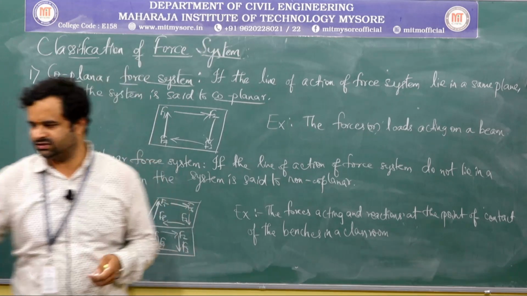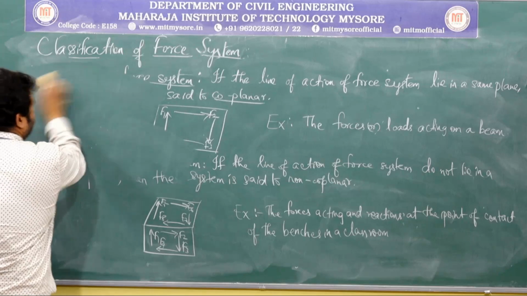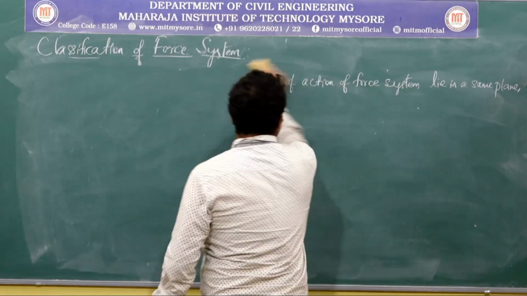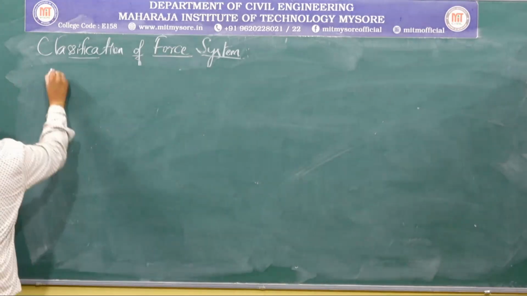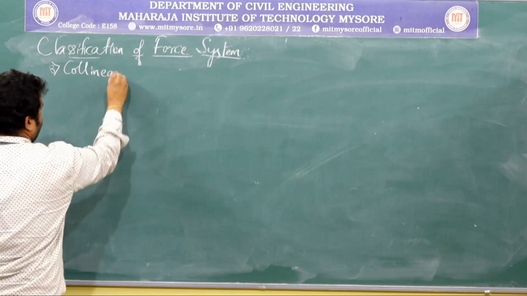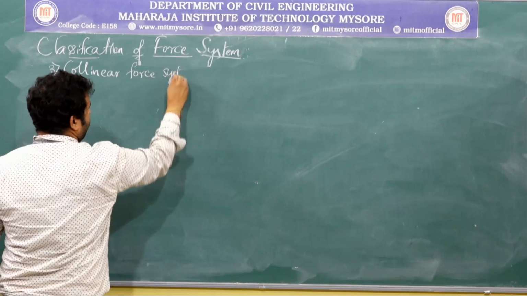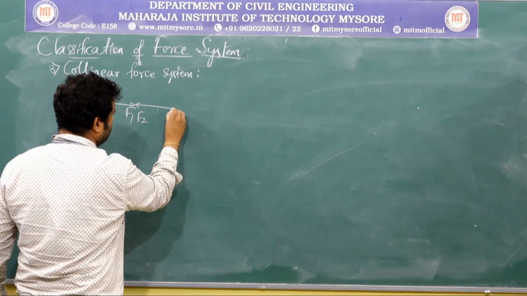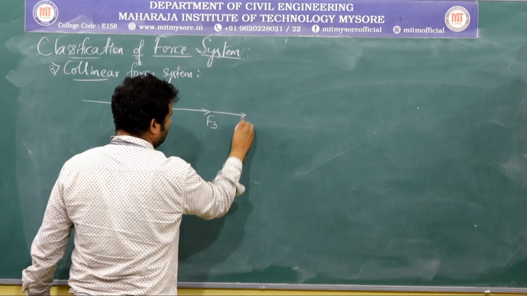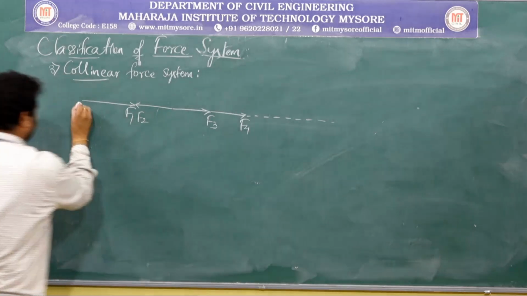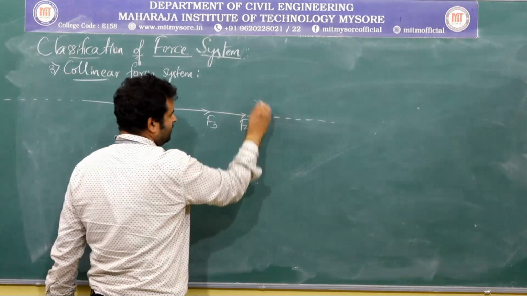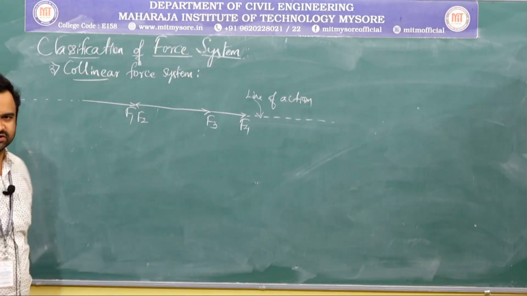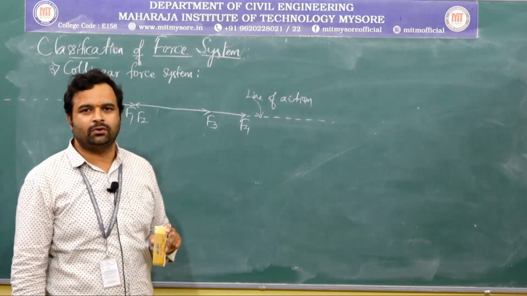Now, let us go to the next system, that is collinear force system. If I write F1, F2, F3, F4 and this is nothing but the line of action. If the forces are having a common line of action or the same line of action, then we can call it as a collinear force system.